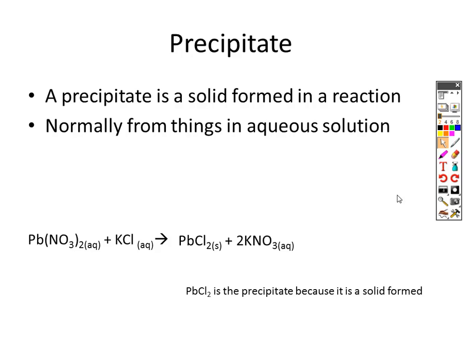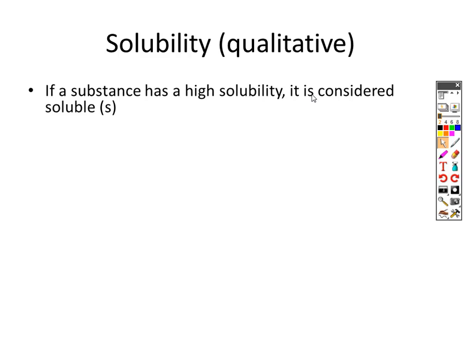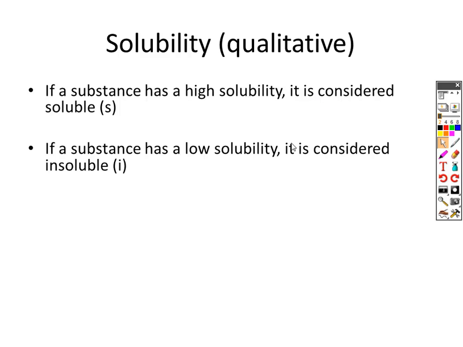So moving forward. Now we talked about solubility in terms of quantitative, how soluble something is. Now we're just going to go a little simpler and go to qualitative. If a substance has a high solubility, we consider it soluble. If a substance has a low solubility, we consider it insoluble. And we're going to have a chart.